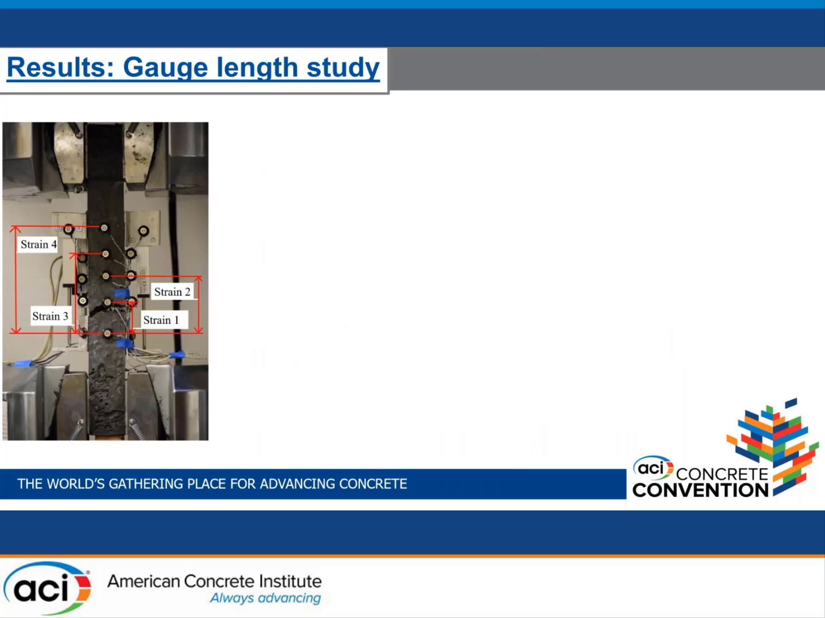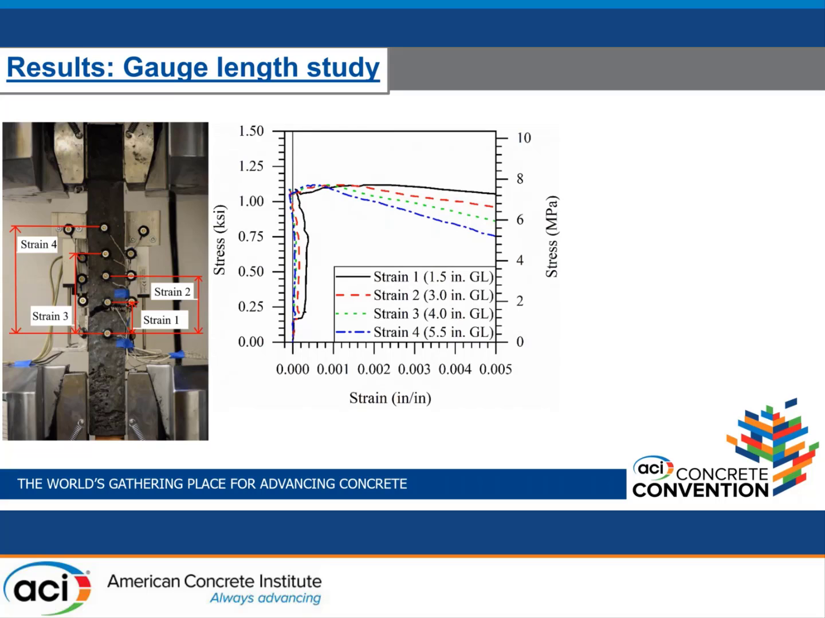Talking about our results, our first result was about the gauge length study. As we can see on the left side of the screen, we have 4 different gauge lengths based on combinations of pairs of LEDs, and as we see here, we have strain 1, 2, 3, and 4. As the strain number increases, the initial gauge length also increases, starting from 1.5 inches and going up to 5.5 inches.